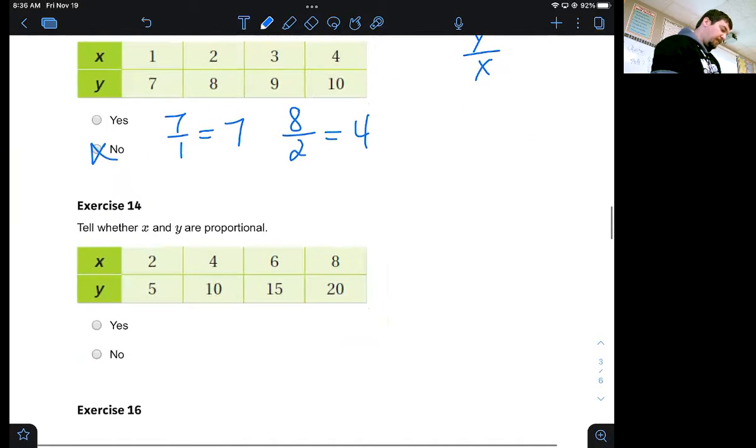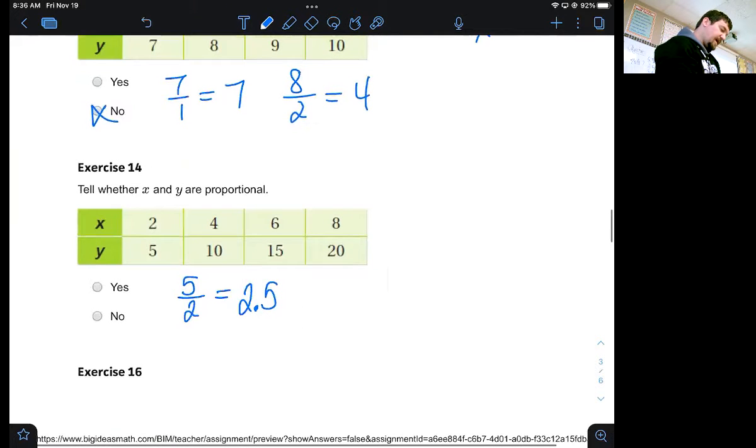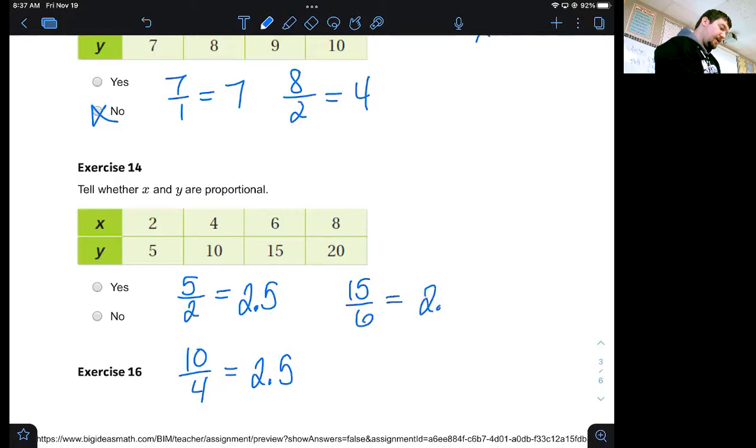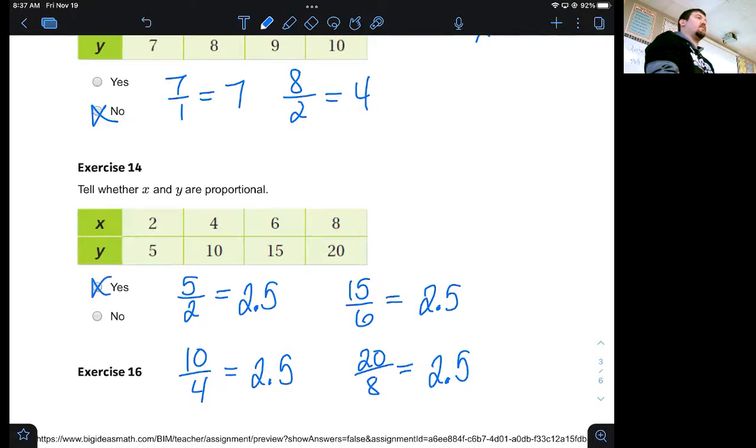What about number 14? For the first ratio, what's the y number? 5. So 5 divided by 2. 2.5. 10 divided by 4. Is it 2.5? 15 divided by 6. I got a feeling I know what the last one's going to say. What's 20 divided by 8? It is 2.5. They all are the same thing. Is this proportional? Yes. So that one's probably the most work I have to write down.